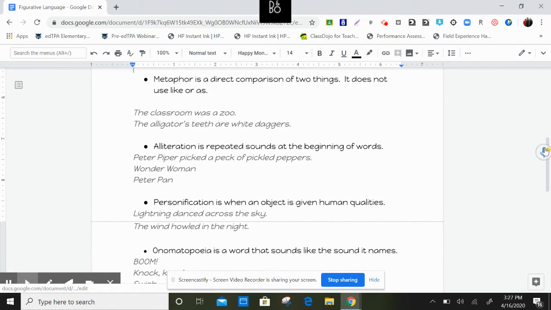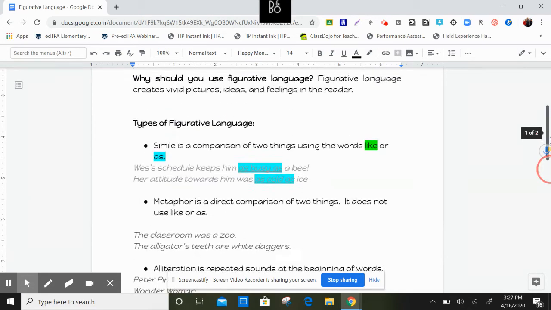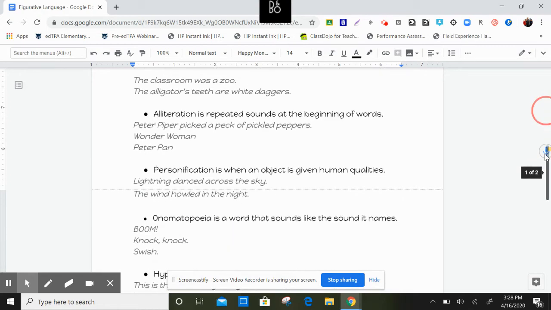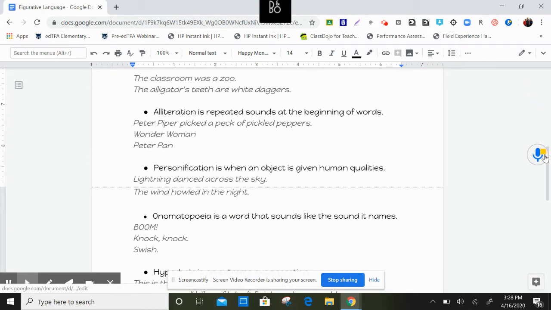Metaphor. It's a direct comparison of 2 things. It does not use like or as. So do you see how it's very similar to a simile, which is also a comparison of 2 things? Similes use like and as, and metaphors do not. 2 examples are the classroom was a zoo.